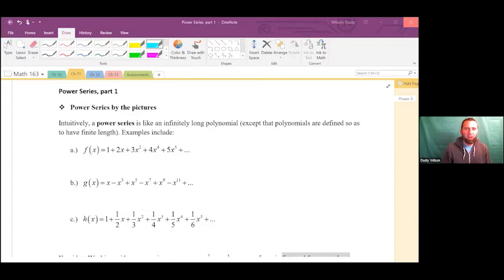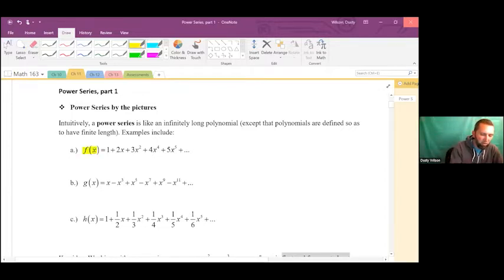I'd like to start by introducing them at a little bit of an intuitive or maybe even a picture type of level. So intuitively, a power series is like an infinitely long polynomial, except that polynomials are defined so as to have finite length. So here's some examples of those infinitely long polynomials.